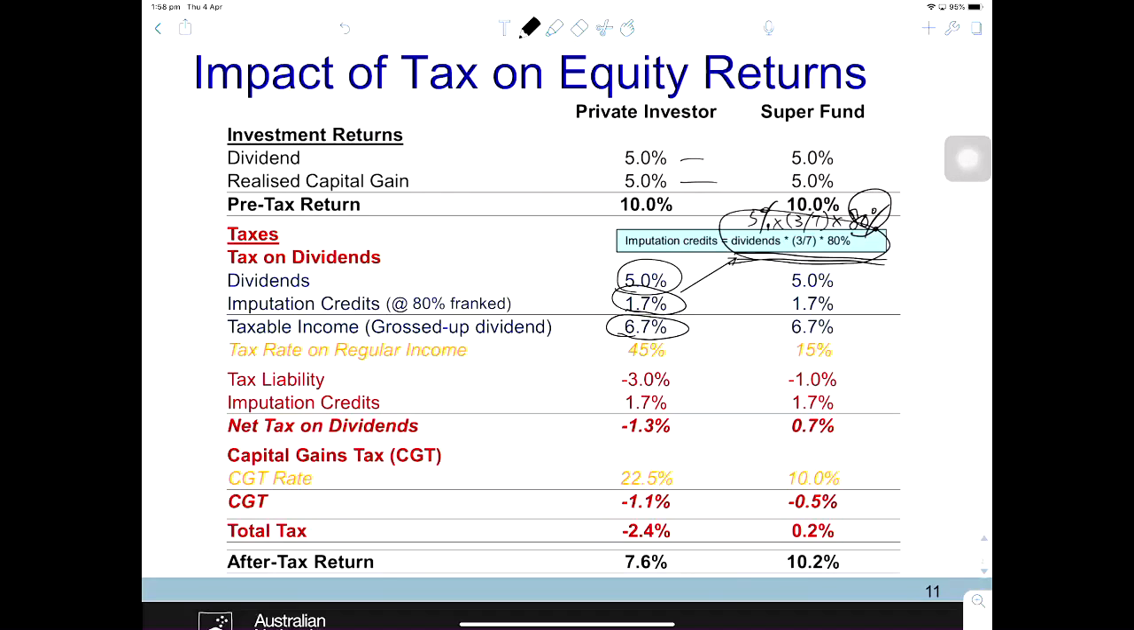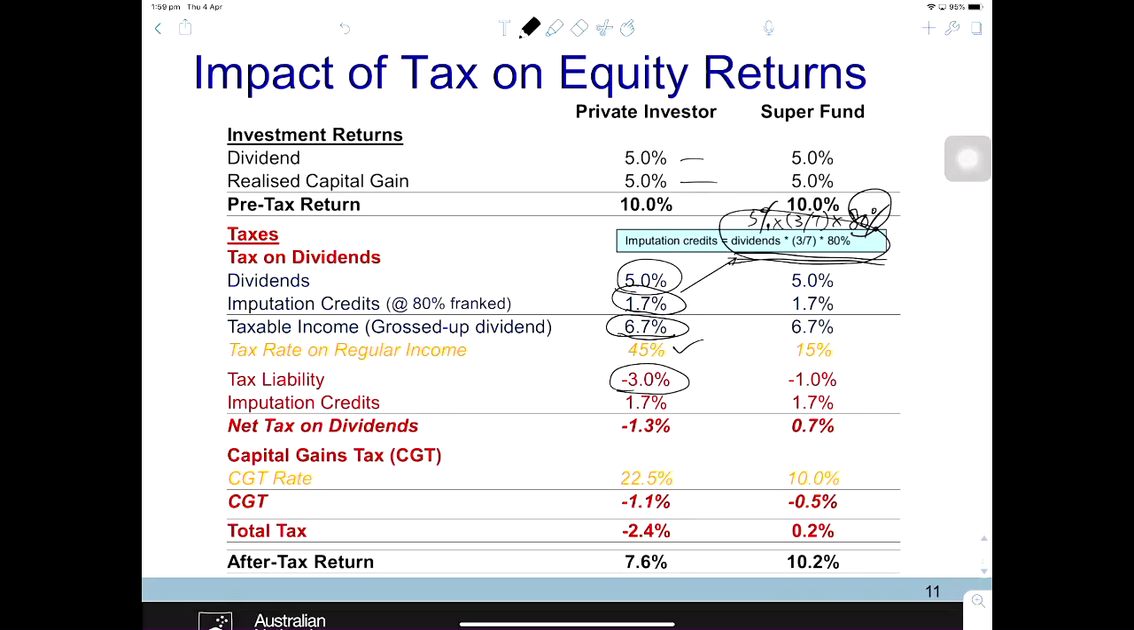This can be intuitively not reasonable, but this is the regulation by ATO. You receive dividends, cash dividend distribution, and you receive imputation credits, and it's taxable. It's part of your taxable income. And then the applicable tax is going to be calculated based on this 6.7% of taxable income. And here we assume 45%, the highest personal tax rate. That will give you a gross tax liability of 3%.